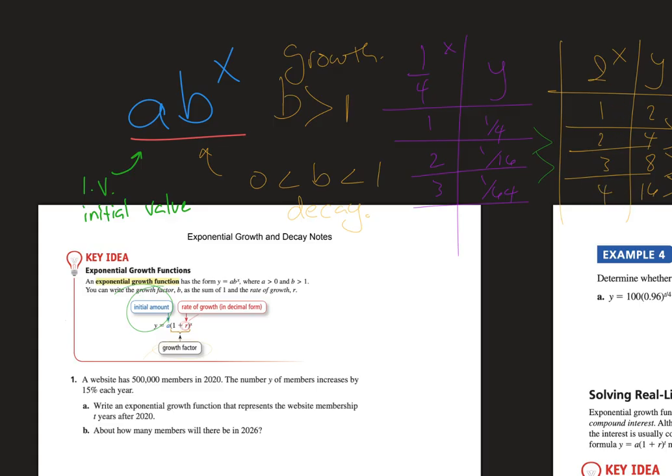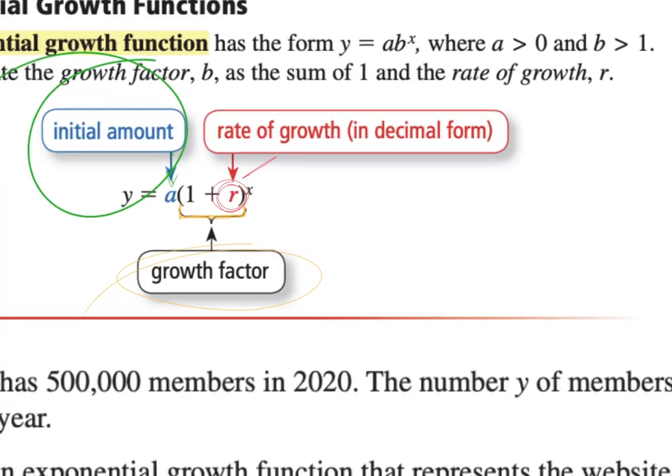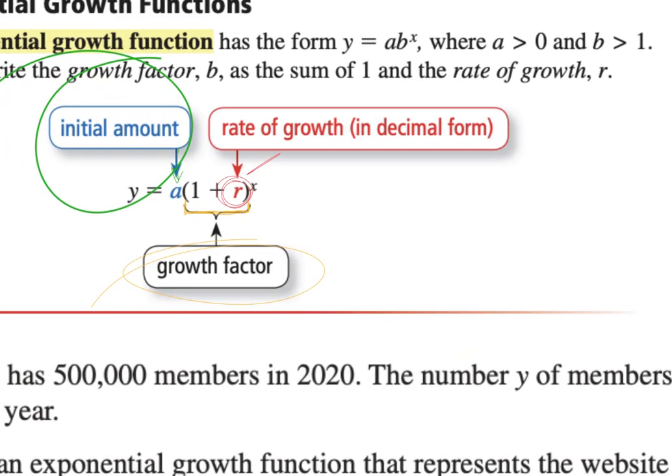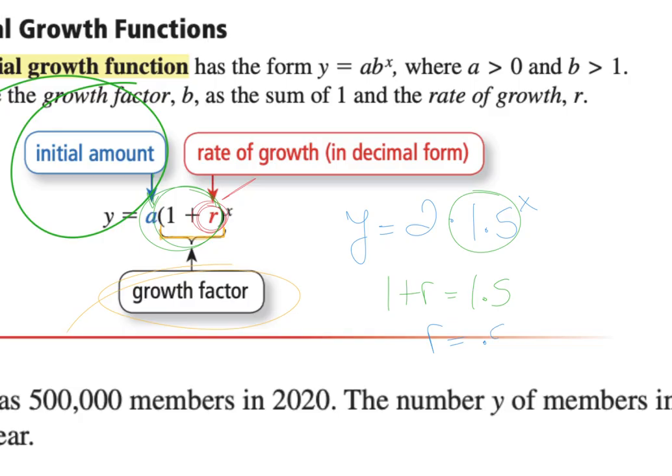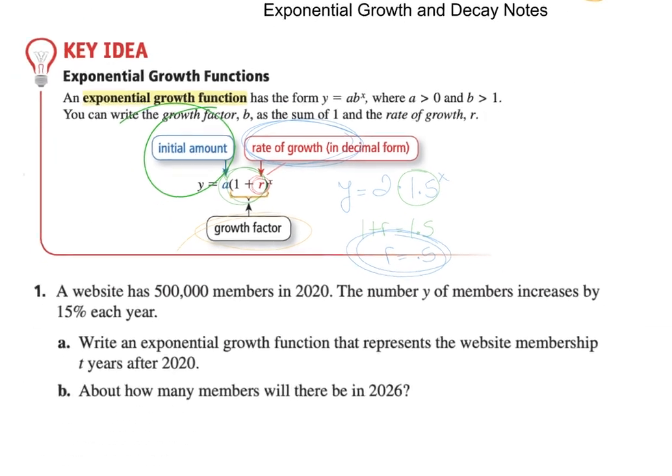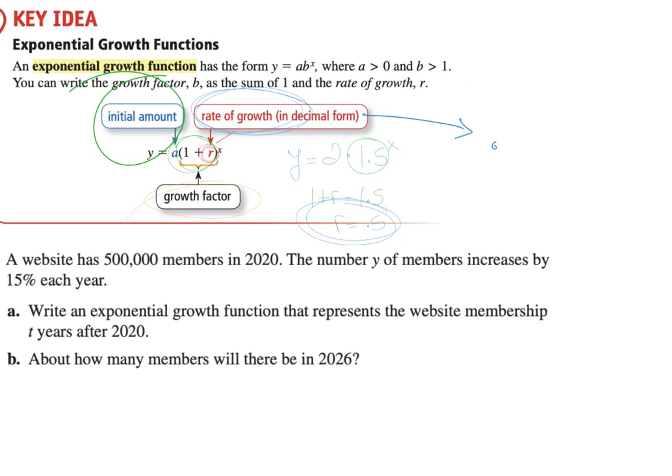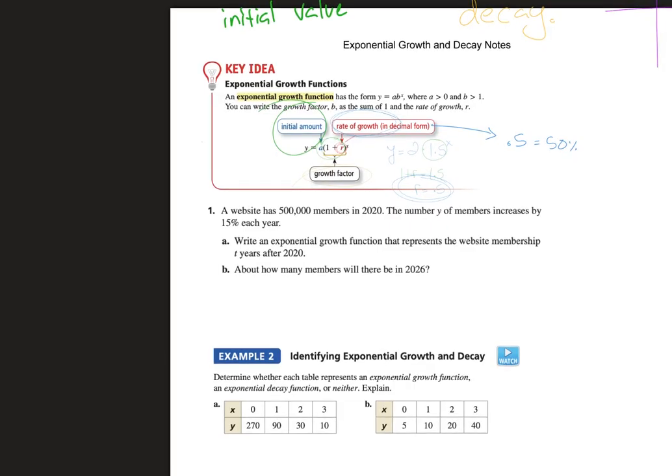and our growth factor is positive. The reason we can talk about that is because we can now look at an example, like let's say we did y equals 2 times, let's keep it simple, 1.5 to the x power. We could now figure out that 1.5 is this, so 1 plus r equals 1.5. Solve for r, and you would get 0.5. So the rate of growth in this scenario is 0.5. And it says decimal form because that 0.5 is really 50%.